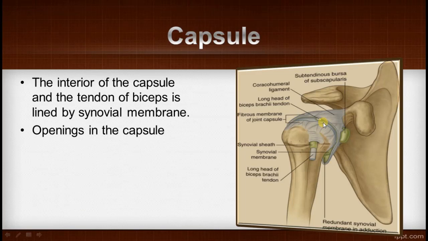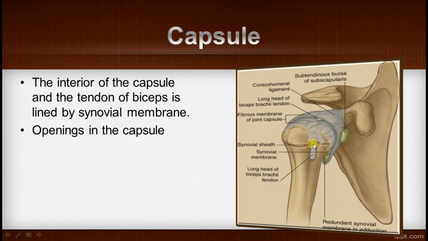The capsule also has some openings, majorly two openings you can see. Because of these openings, the inside of the joint cavity communicates with the outside. One is for the opening of the tendon of the long head of biceps. So the long head of biceps naturally has to come out.